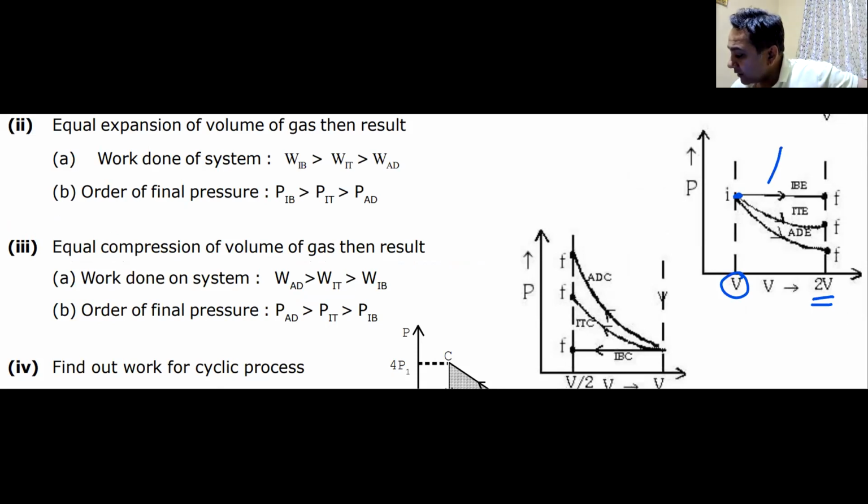The first graph is isobaric. The second graph is isothermal and the third graph is adiabatic. Do we understand this? Look at the order of work. Work done in isobaric is the highest. Area is सबसे ज़्यादा. Then the work done in isothermal. Then the work done in adiabatic. Do we understand this?